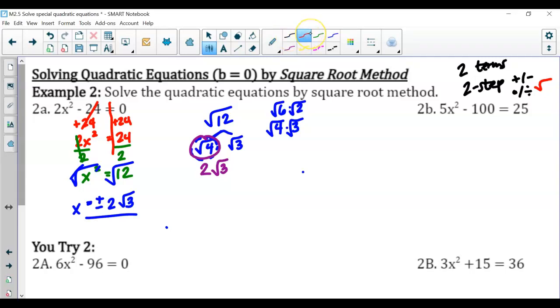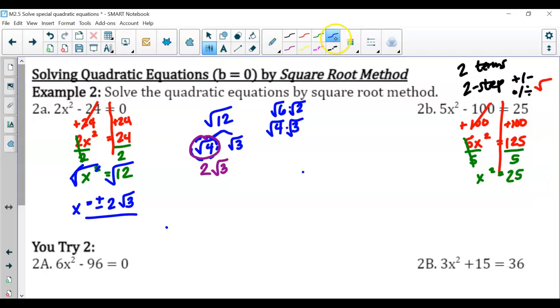So same thing here. Again, we don't need to have our equation equal to 0. 2 terms, treat it like a two-step. So here, notice how we're subtracting 100, so we need to add 100 to both sides of the equation. Now I've got 5x squared is equal to 125. We're still multiplying x by 5, so the opposite is to divide. So now we're going to divide by 5. X squared is now equal to 25.